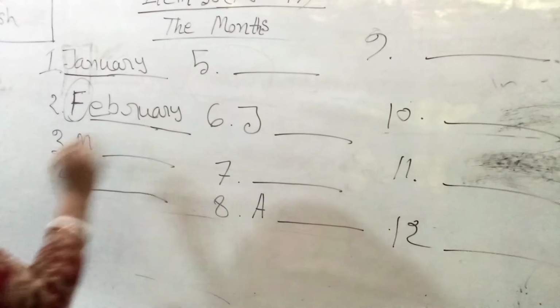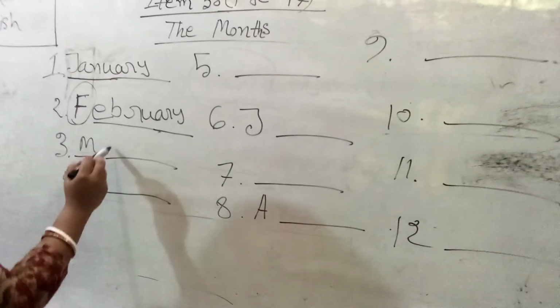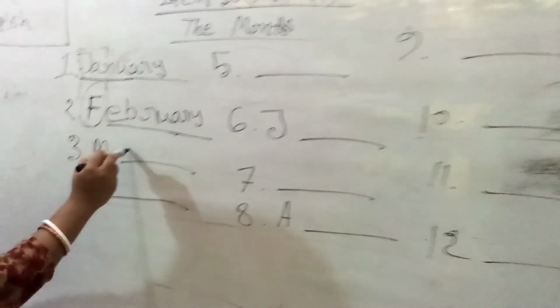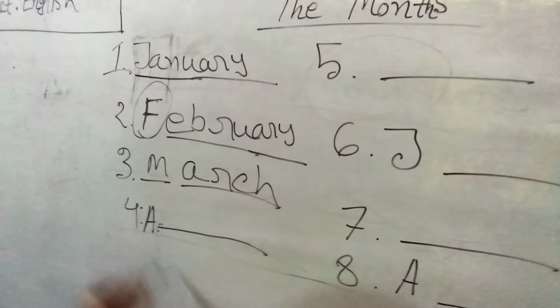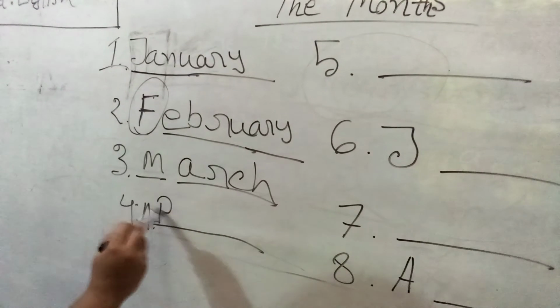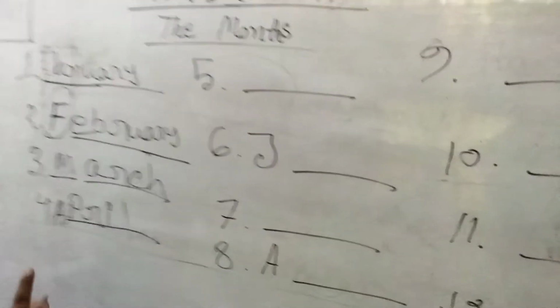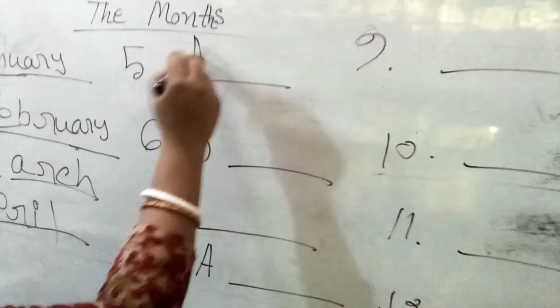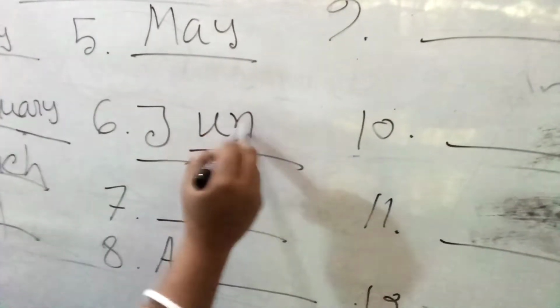February. Then M is here, and the rest of the letters make March. Then it is April. Then number 5: after April, what comes? It is May. Then J is here, so you have to put UNE.